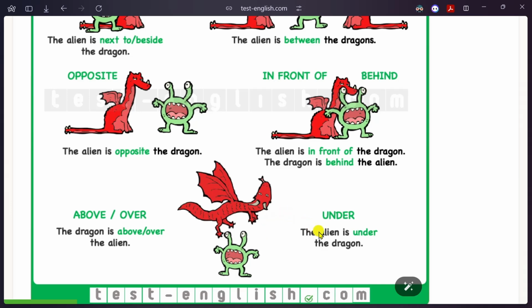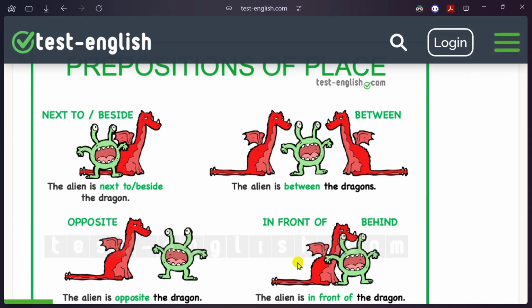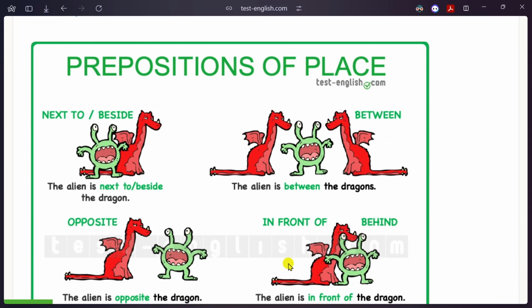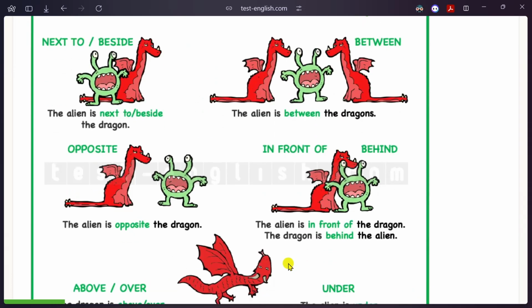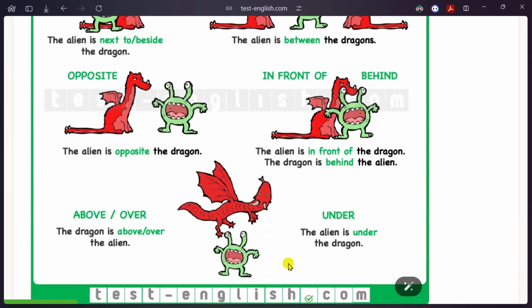Okay, and then under. The alien is under the dragon. I think these are not so difficult, right? They make more sense. Not difficult to remember them. The alien is at the bottom of the dragon? At the bottom of the dragon means like, imagine this is the dragon. At the bottom of the dragon is still like the last part of the dragon.